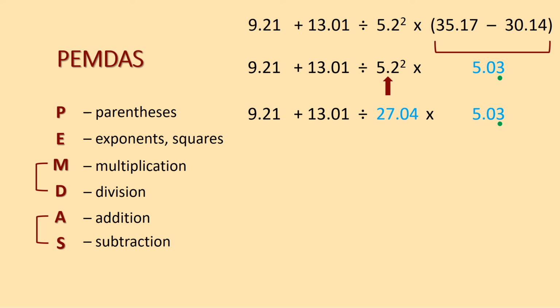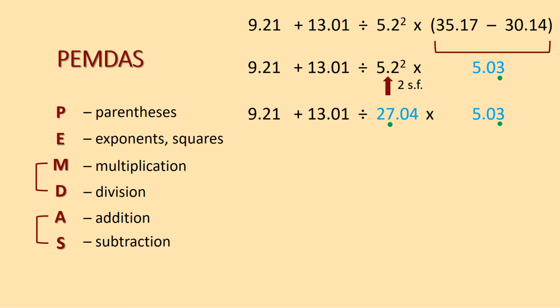Well, 5.2 squared had 2 significant figures. 5.2 is 2 significant figures. And as it was the only value in our operation, 27.04 will also have 2 significant figures. So we're going to put a dot in the second digit of our 2 significant figures in that intermediate solution.